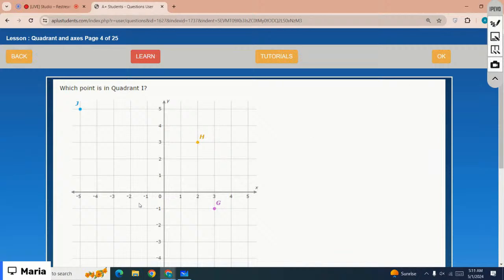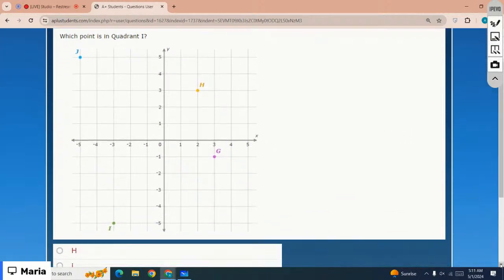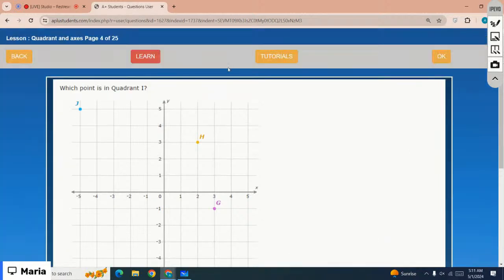Which point is in quadrant 1? Yes, H it is. The correct option is H. Okay, you can complete the lesson by yourself later today. Let me move on to the next lesson.